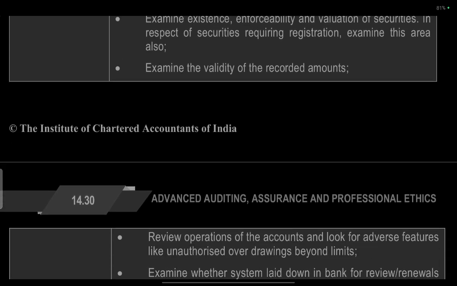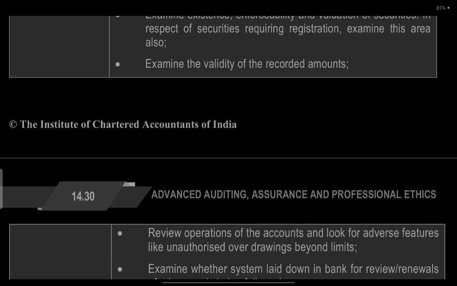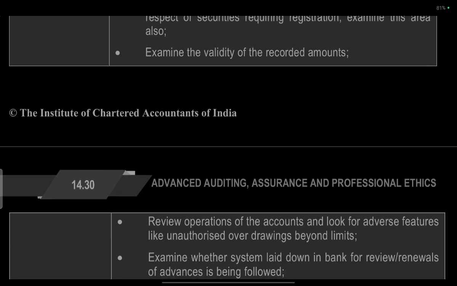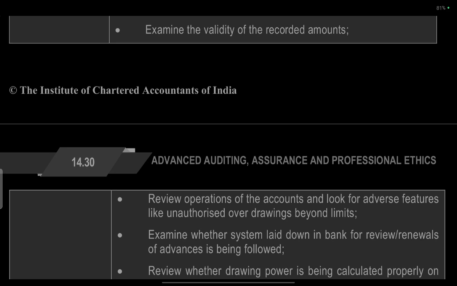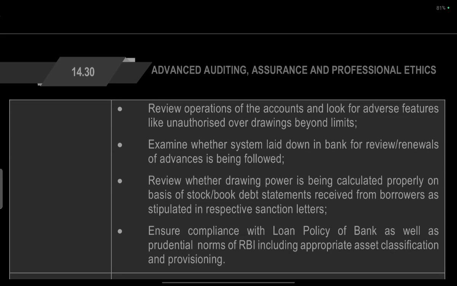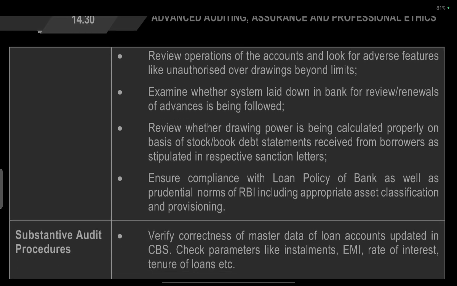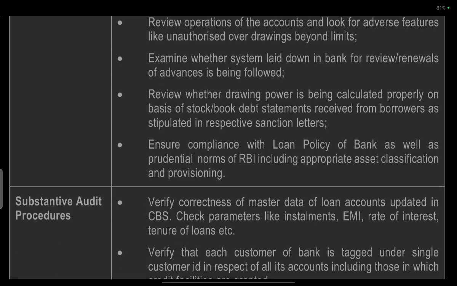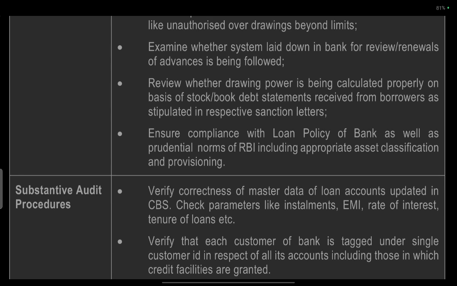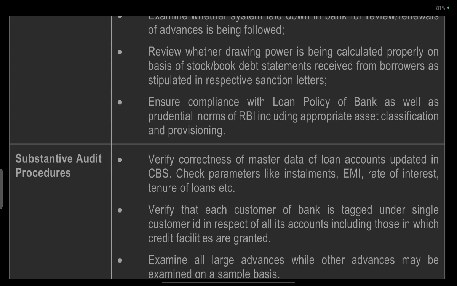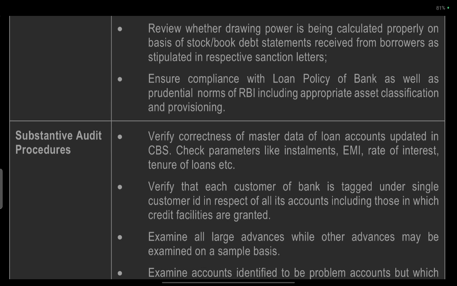Examine existence, enforcement, and the valuation of security. The aspects of securities, record, registration are examined, and also examine the validity of the recorded amounts. Review the operation of accounts and look for adverse features like unauthorized overdrawing beyond limits. Examine whether the system laid down in banks for review and renewals of advances is being followed. Review whether drawing power has been calculated properly based on the stock and book debt statements received from the borrowers, also as stipulated in the respective sanction letter.